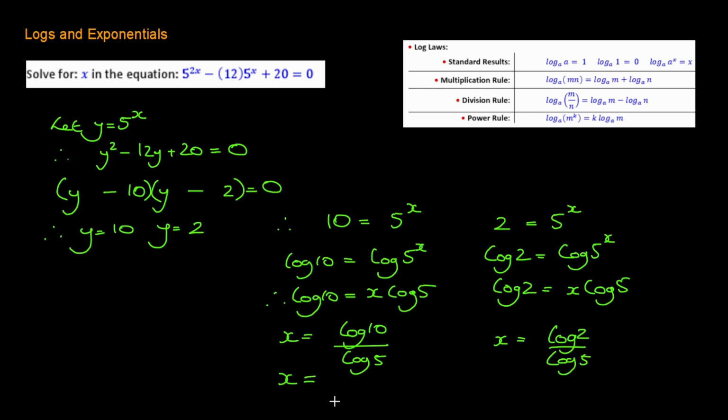Right, for the first one, and I'll quote these both as 3 significant figures, we get 1.43. And for this one we get x is equal to 0.431. And that's also to 3 significant figures. And those are your answers.